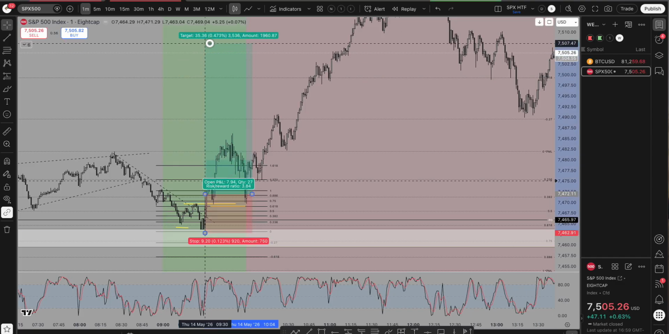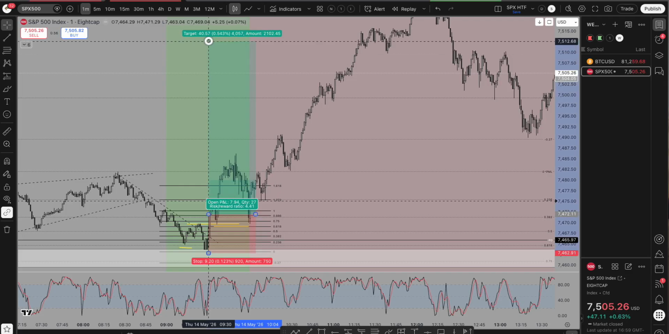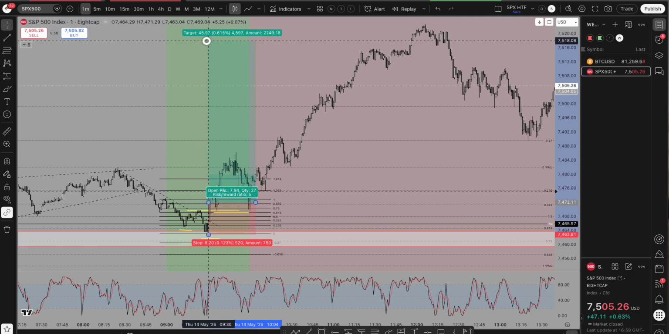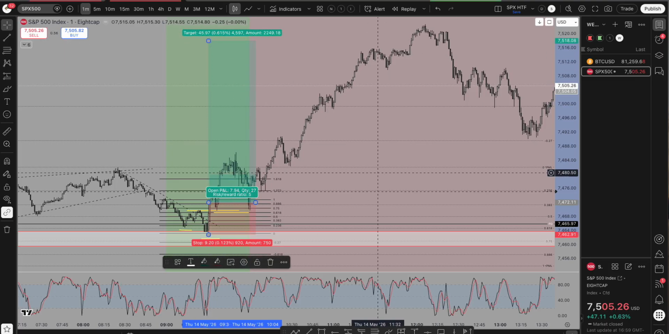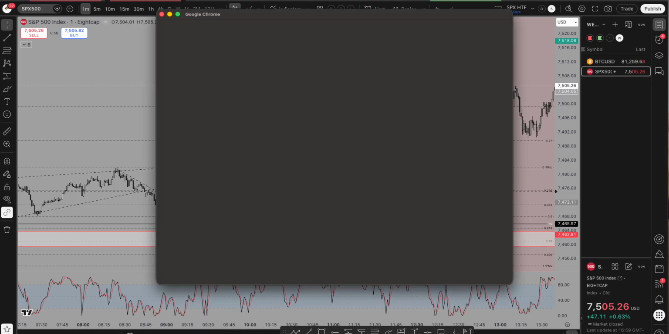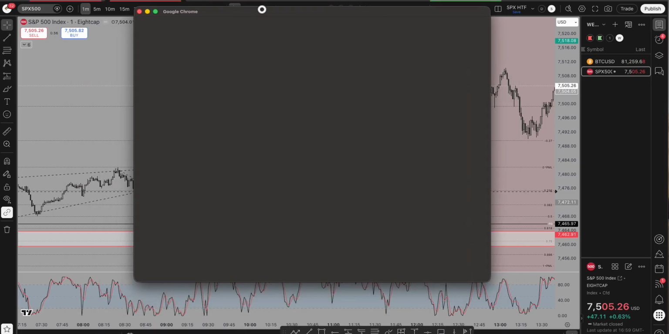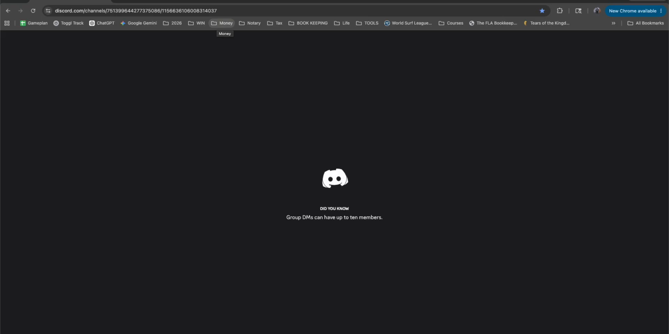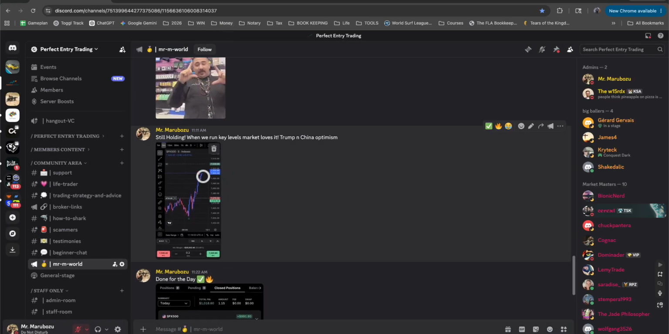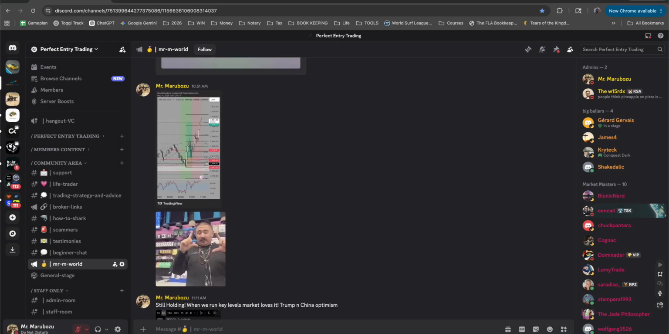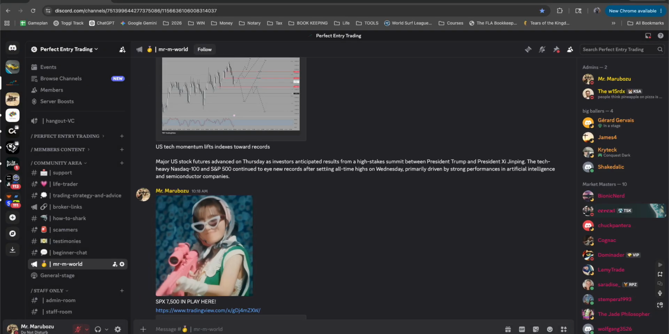7,500. But this was a 5-to-1 RR. Or one, excuse me. Yeah, 5-to-1 RR there. Boom. It was clean as hell. Let me show you as well. On Discord. And you can see this was held. This move really happened. And all these levels are given away in the Discord for the free.